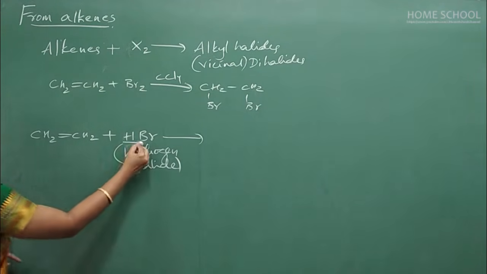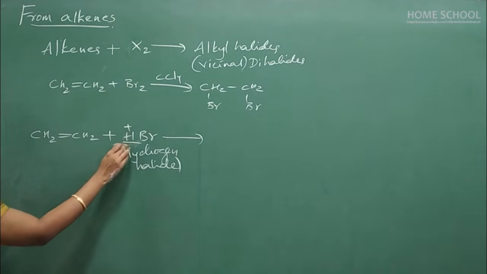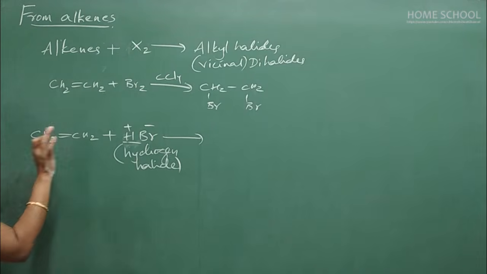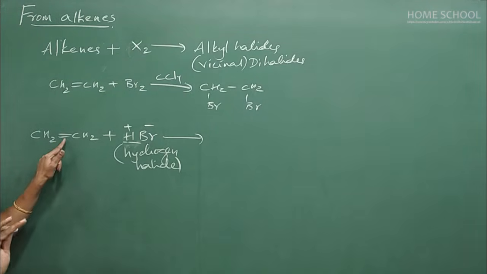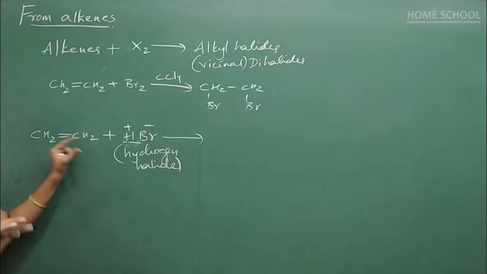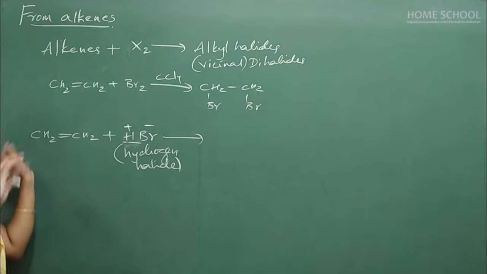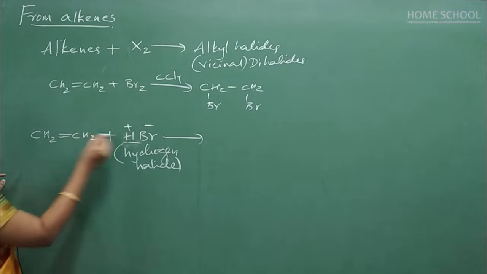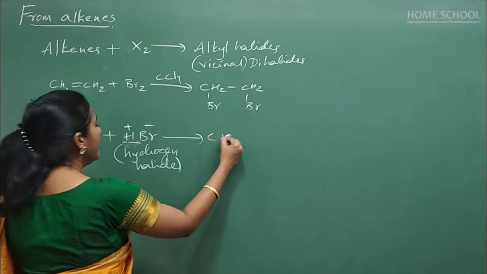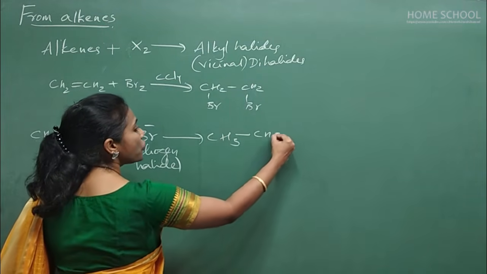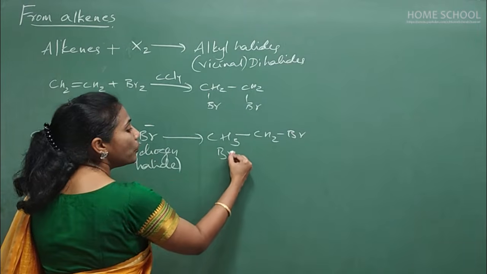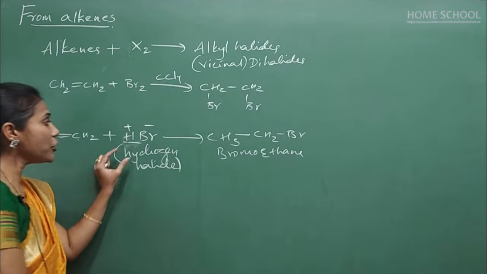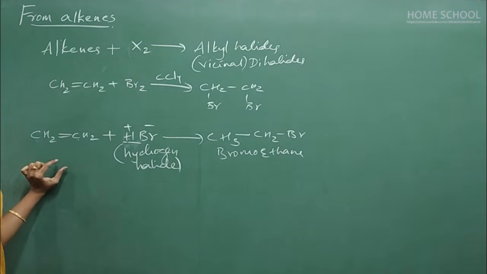What happens? H is the positive part and Br is the negative part. The positive part will get added to one carbon and the negative part will get added to the other carbon. Since it is a symmetrical alkene, you can add the positive and negative parts to whichever carbon you want. If I add H plus to this carbon and Br minus to the other carbon, we get CH3 single bond CH2Br. So you get bromoethane. This is addition of HBr to a symmetrical alkene.